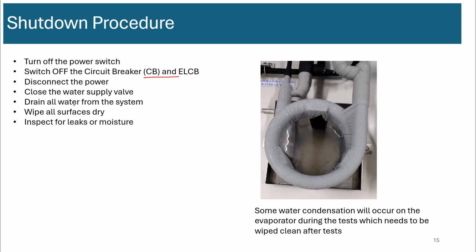And then you have to drain all the water from the system, wipe all surfaces dry. And the primary surface that will be wet is the evaporator. You could see after all the tests, there will be a lot of condensation forming on the evaporator coil. So we have to wipe them off, make them clean, right? And then inspect for any other leaks, water leaks, or any moisture buildup that you see anywhere else. So that's the shutdown procedure.